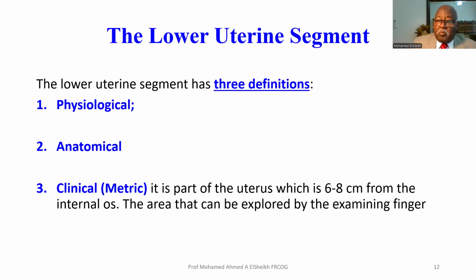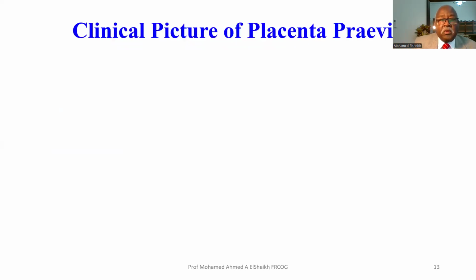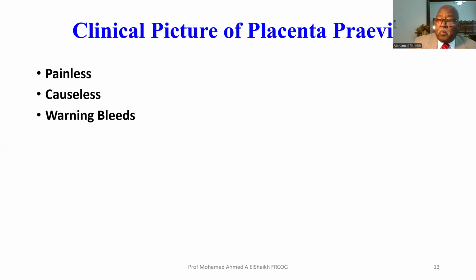The clinical or metric definition is that part of the uterus which is 6 to 8 centimeters from the internal os. In other words, that area that could be explored by the examining finger. When you do a vaginal examination, any part you reach within the uterus is the lower uterine segment. That also could be made use of in ultrasound. So having said this definition, then we see the clinical picture of placenta previa.